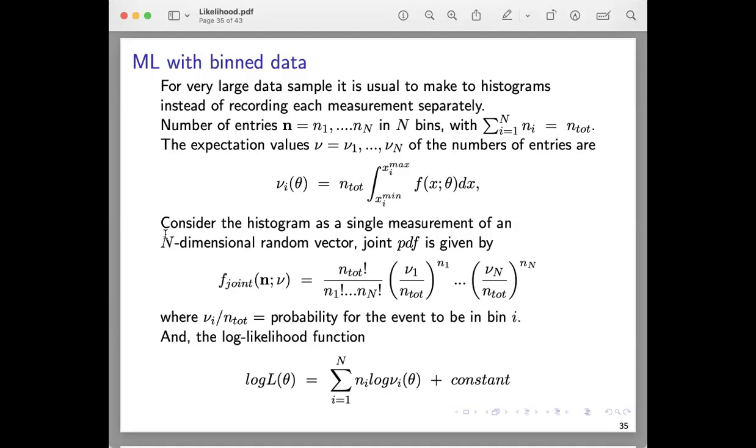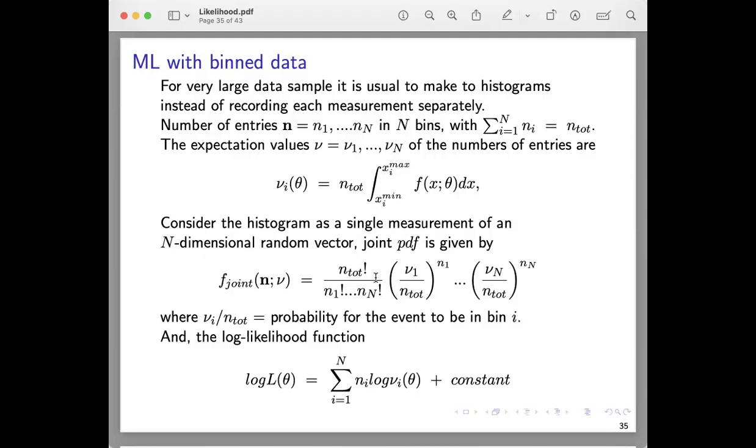Now you can consider this histogram as a single measurement of an n-dimensional vector. Then you can write a joint PDF: what is the probability that I will get ν1 events in bin 1, ν2 events in bin 2, ν3 events in bin 3, and so on. That will be my multinomial distribution, right? Given the total number of events I observed, n total, what is my probability?